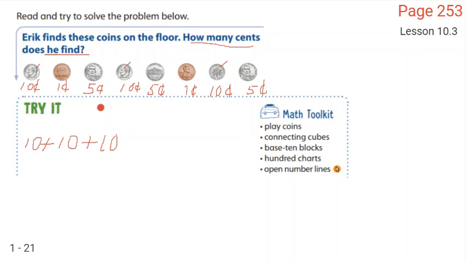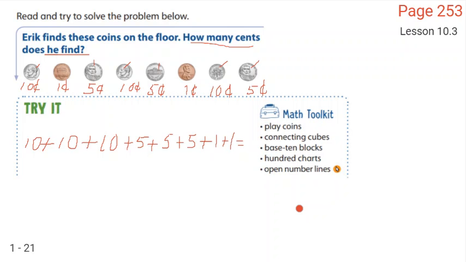Next largest value are the nickels, or the 5 cents here. And it looks like I have 1, 2, 3 nickels, so I'm going to add 5 plus 5 plus 5. I'm going to mark those off. They've already been counted. And then I have 1, 2 pennies, so I'm going to add 1 plus 1. That equals something.